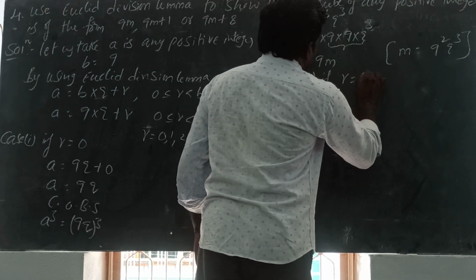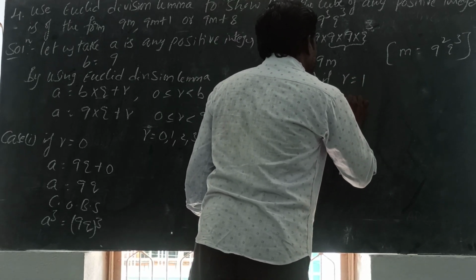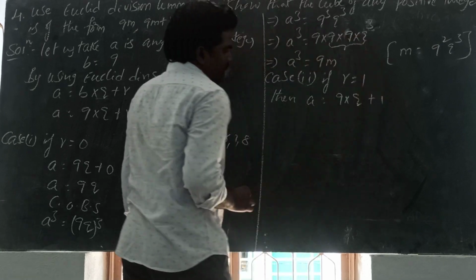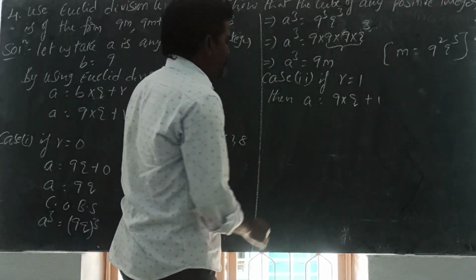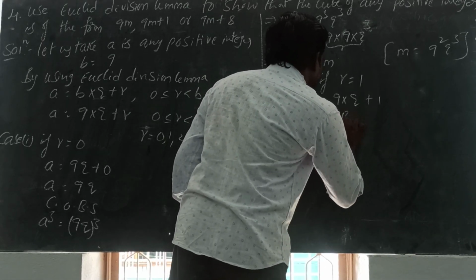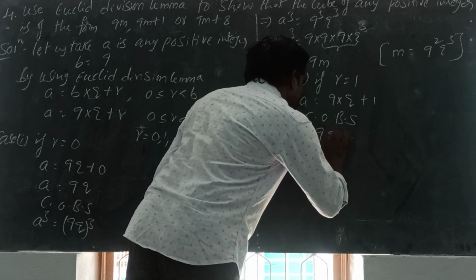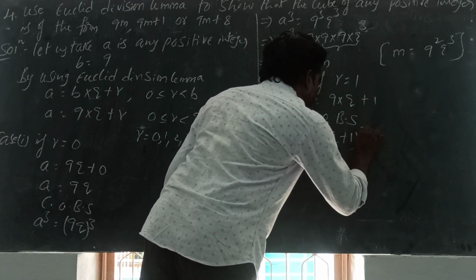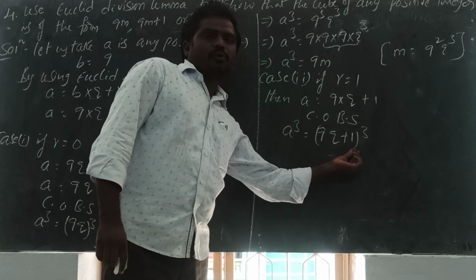If the remainder is equal to 1, then a is equal to 9q plus 1. Here also, the same: its cube is in the form of 9m plus 1. So cube on both sides, that is a cube is equal to (9q plus 1) whole cube. So it is in the form of (a plus b) whole cube.